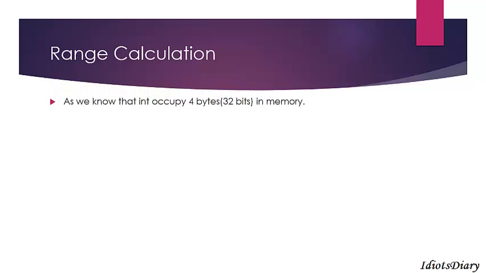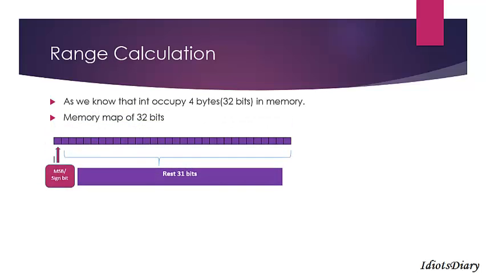In C, an integer occupies 4 bytes, meaning 32 bits. The memory map for the 32 bits is given as below. In this memory map, the leftmost bit is called the sign bit, which is used to store the sign of a number that can be positive or negative. For negative, we store the 1, and for positive we store the 0. The rest of the 31 bits are used for the data storage.